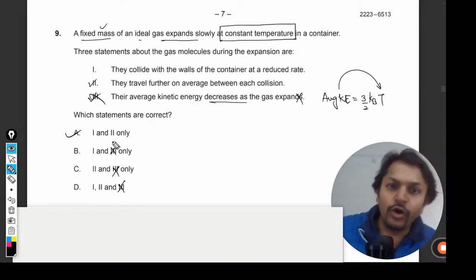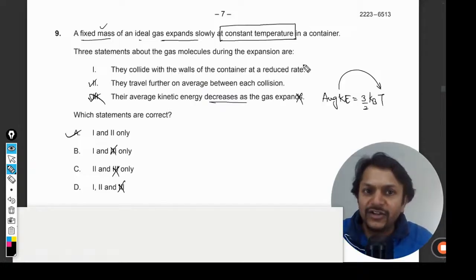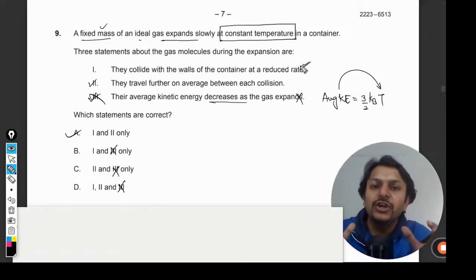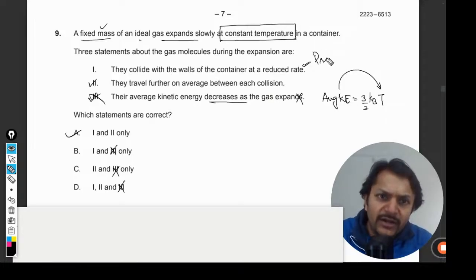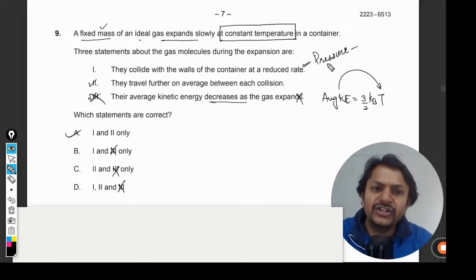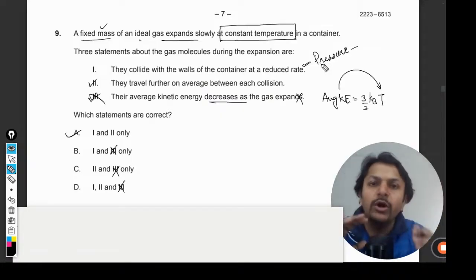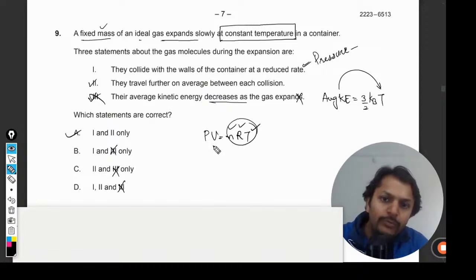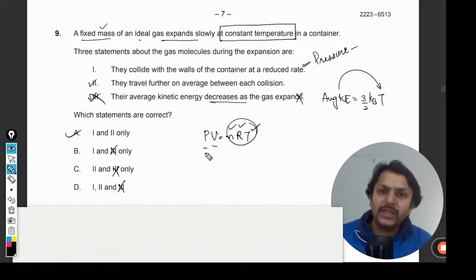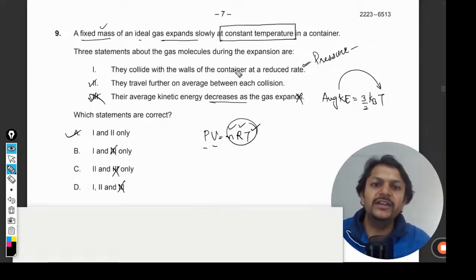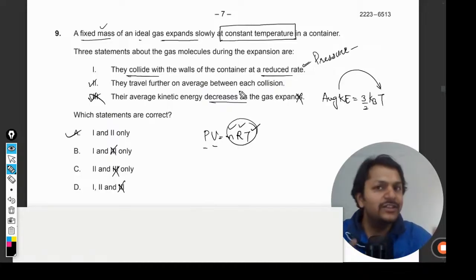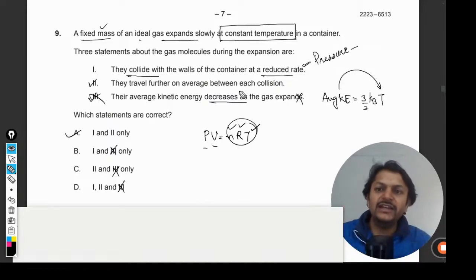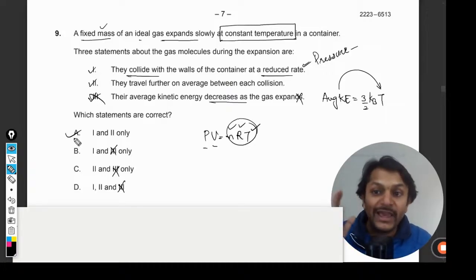They collide with the walls of a container at a reduced rate. Now this is actually the microscopic version of pressure. How do we define pressure at microscopic level? We say that the pressure is because of the collisions of the molecules with the wall. So PV is equal to nRT, temperature remaining constant, all of these are constant. Volume is increasing means pressure is reducing. So if pressure is reducing, clearly the collisions are at a reduced rate. Obviously, there are fewer collisions taking place. So clearly, points number 1 and 2 are correct. So A is the correct option.